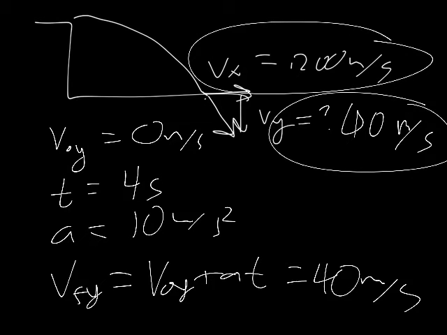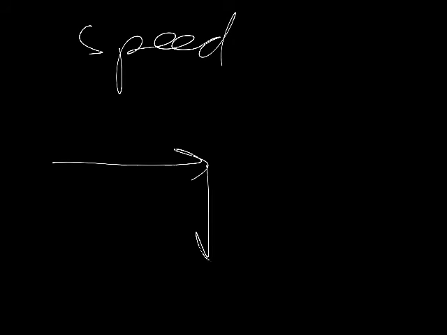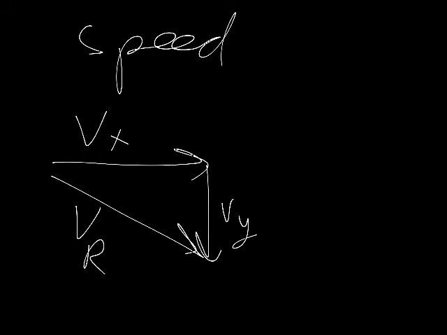Now the last question says, what is the speed? The speed is the magnitude of that final vector, right? This is VR, the resultant. This was Vx, this was Vy. They want to know the absolute value of that. So they just want to know the size of that, not the direction. How would we find this angle, this direction? What two sides do we know? Right? So use inverse tangent if we wanted to, but they didn't ask for that, so that's fine.